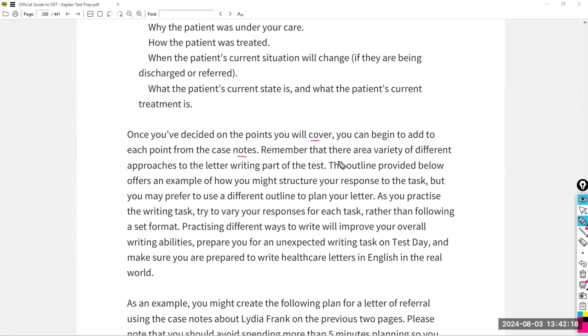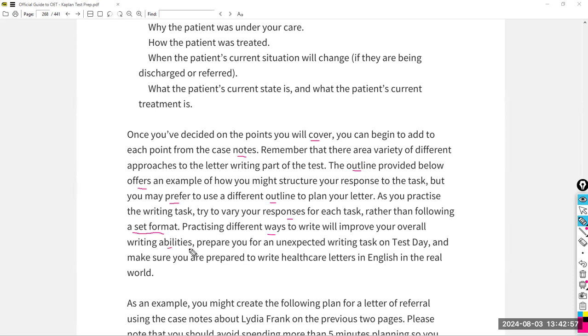Remember that there are a variety of different approaches to the letter writing part of the test. The outline provided below offers an example about how you might structure your response to the task, but you may prefer to use a different outline to plan your letter. As you practice the writing task, try to vary your responses for each task rather than following a set format. Okay? Practicing different ways to write will improve your overall writing abilities.